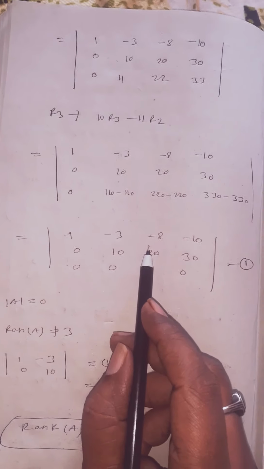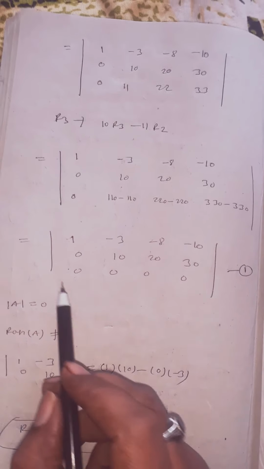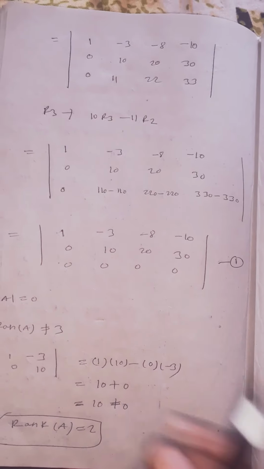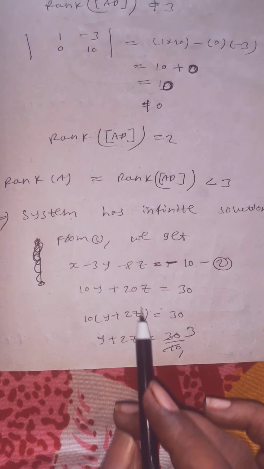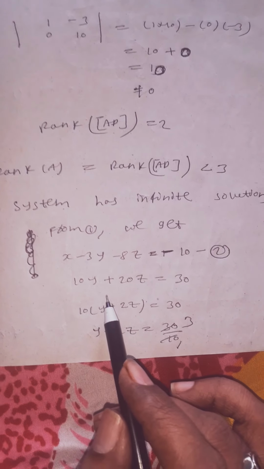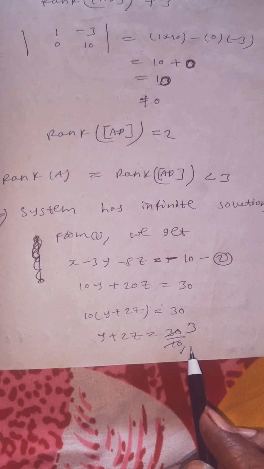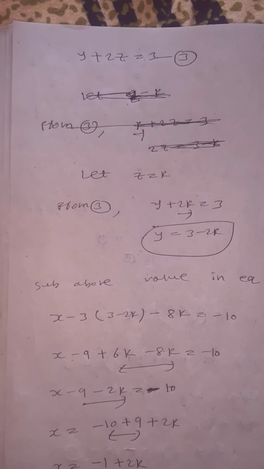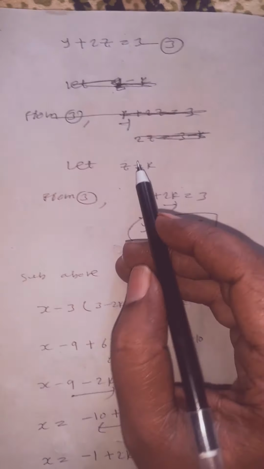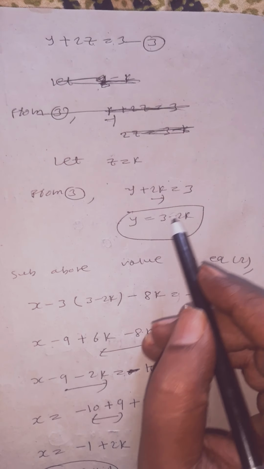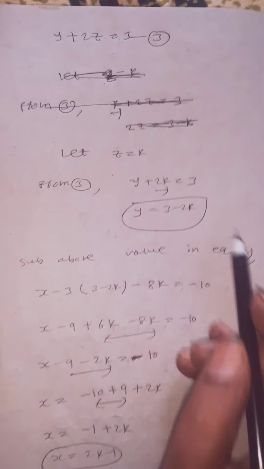So from equation 1, what do we get? x minus 3y minus 8z equal to minus 10. Next equation: 10y plus 20z equal to 30. Next, z is not there. So in the second equation, 10y plus 20z, we can take 10 common: y plus 2z. Sending 10 outside, 30 divided by 10 is 3. So y plus 2z is equal to 3. Let us assume z is equal to k. So from 3, y plus 2k equals 3, so y equals 3 minus 2k; sending 2k to that side, plus will become minus.